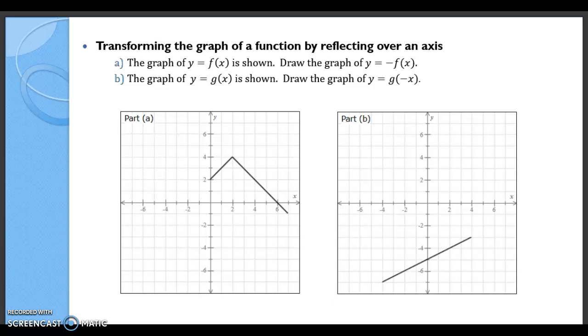Hey everybody! In this video we'll talk about transforming the graph of a function by reflecting over an axis. So we're given a graph of f of x and a graph of g of x, and then we need to draw the graph of negative f of x and then draw the graph of g of negative x. So before we get into this, let's talk about what those mean.